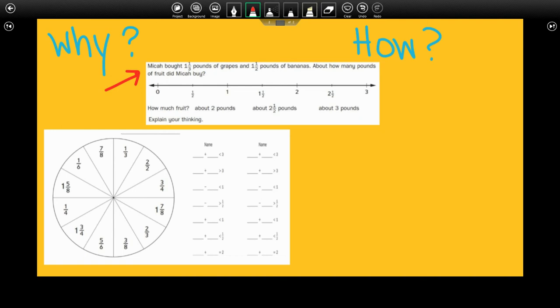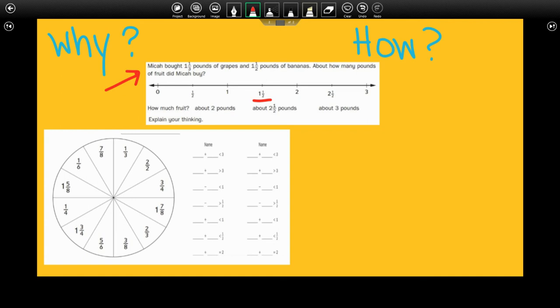So what you're going to do is first determine where you might place those fractions on the number line, and then determine if you were adding those together, about how much would it be, and then explain your thinking. So of course, that's the most important part, right? Being able to explain what you did. So when I look at my number line, I can see 1 1/2 is already there. So I know where that one will be. Then I need to look at 1 1/3.